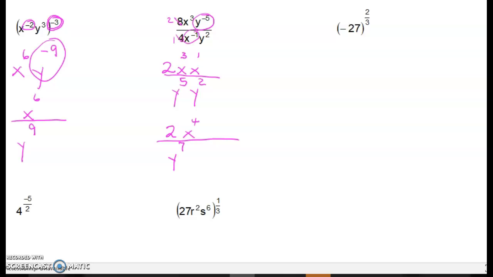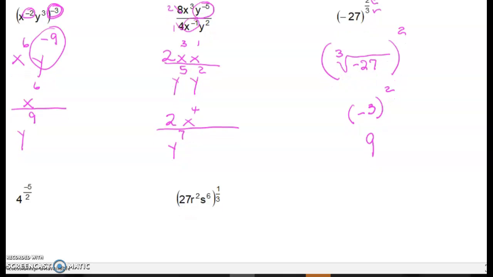Okay, the next one. Remember, this is my exponent and this is my root number. So my root number, it's the cube root of negative 27, and my exponent is 2. So the cube root of negative 27 means what times itself 3 times will give you negative 27, and it's negative 3. The cube root of negative 27 is negative 3, and negative 3 squared is 9, and that's that.